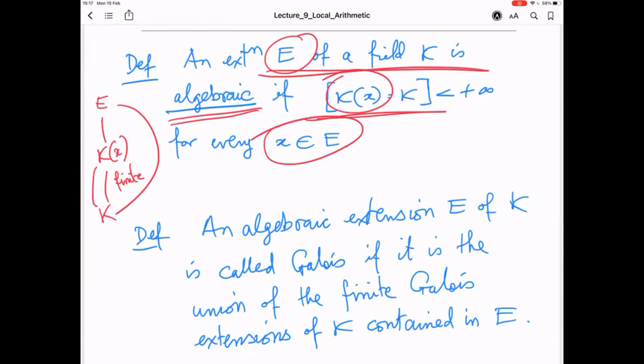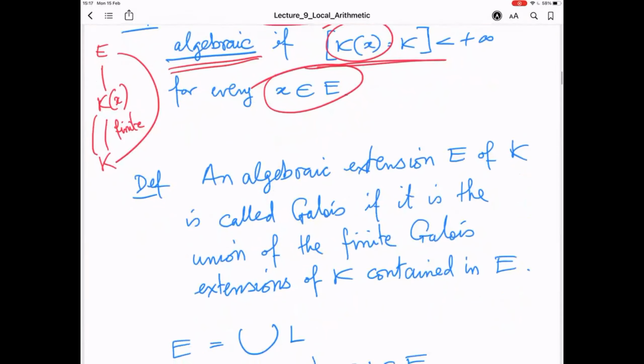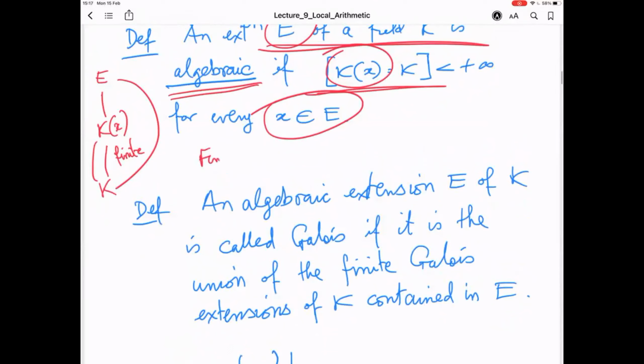Some of you might have come across a different definition where you say that it's algebraic if every element satisfies a polynomial equation with coefficients in K. You can check that what I'm saying is strictly equivalent to that other definition. So finite extensions, of course, are algebraic, but you might have extensions which are not finite and which are still algebraic.